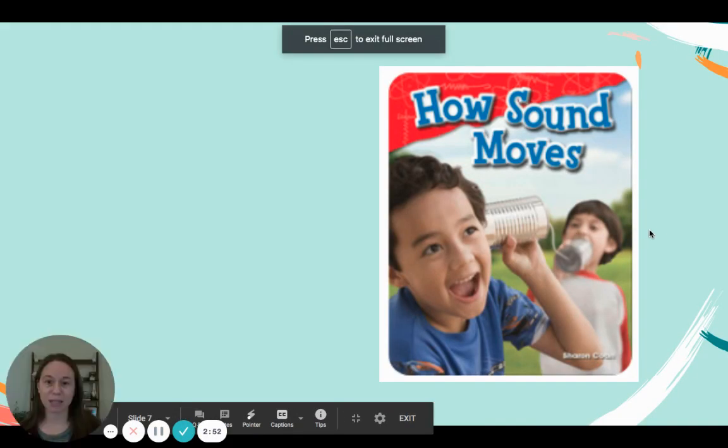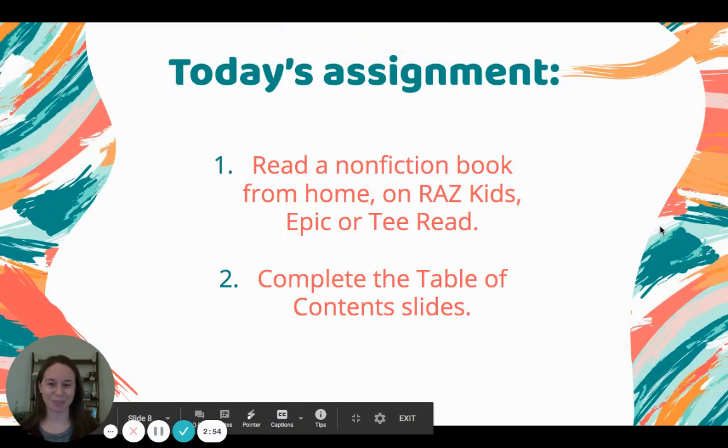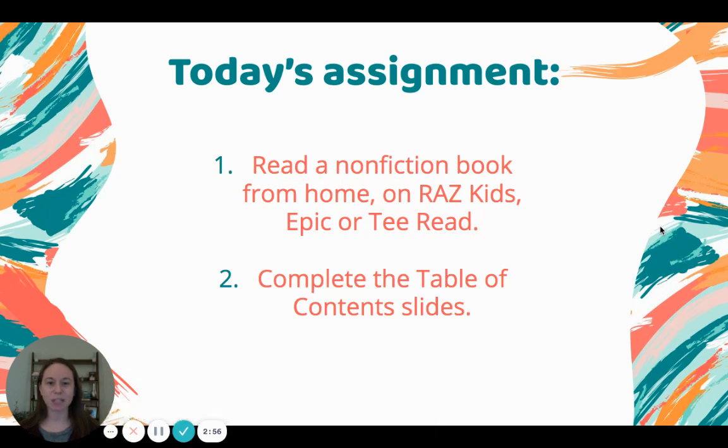You're going to do something similar for your assignment today. For your assignment today, the first thing you're going to do is choose a nonfiction book to read at home. This is just to get you more familiar with nonfiction books. You don't need a specific book for your assignment, but it's a good idea to keep reading nonfiction books every single day so that you get used to reading a new type of book that is very different from the fiction books we've already read. After you've read your nonfiction book, you're going to complete the table of contents slides. I'll show you what they look like.